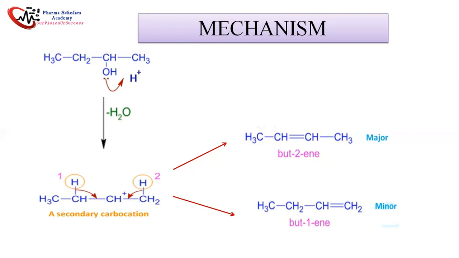After the formation of the product, but-2-ene requires low energy for the transition state. So that's why the product is more thermodynamically stable and kinetically more favored. But but-1-ene requires higher energy for the transition state. That's why the product is thermodynamically less stable and kinetically less favored.